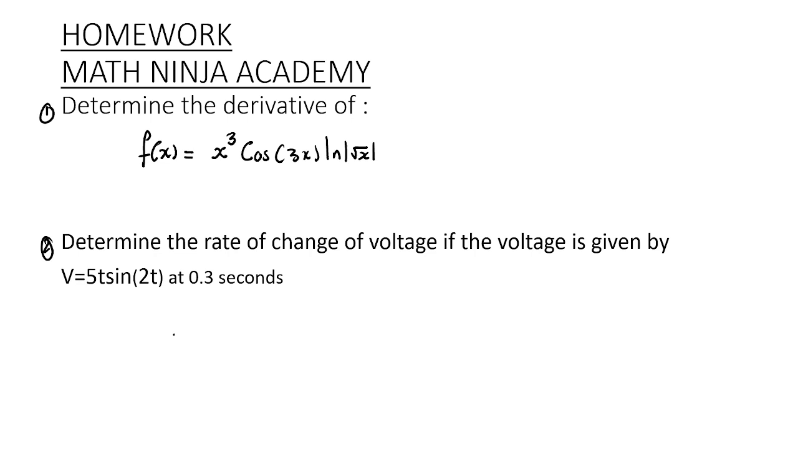For number 1, you are required to determine the derivative of this function. In this case, you have 3 functions: x cubed, cos of 3x, and ln of x square root of x. You are required to determine the derivative of this function. And then number 2, determine the rate of change of voltage if the voltage is given by 5t sine of 2t at 0.3 seconds. 2t basically is the argument of sine.